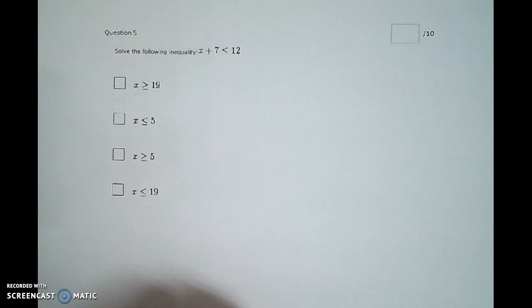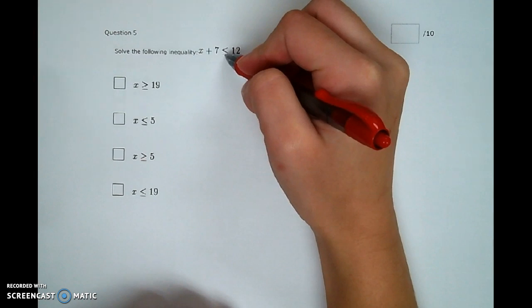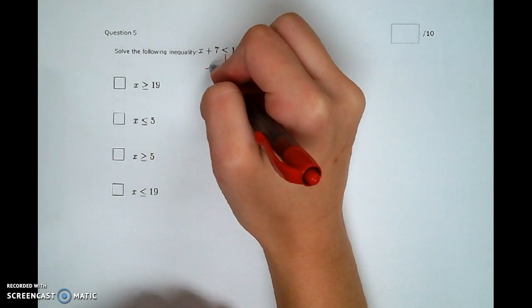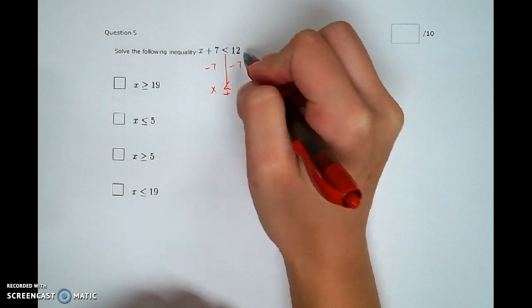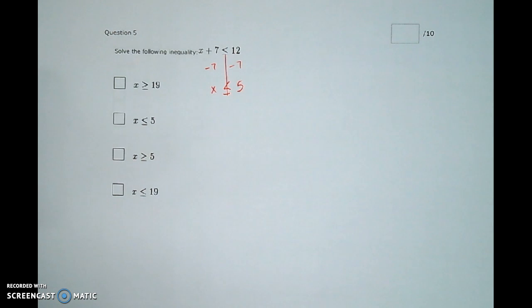Question 5. Solve the following inequality, and we have X plus 7 is less than or equal to 12. The first thing I want to do is drop my line down and solve this like an equation. I'm going to subtract 7 from both sides, and I'm left with X is less than or equal to 12 minus 7, which gives me 5. So then I can find my answer.